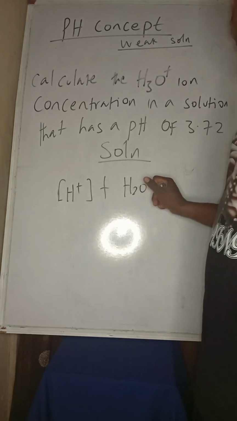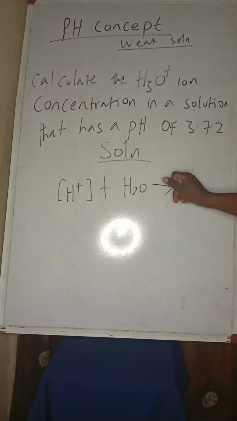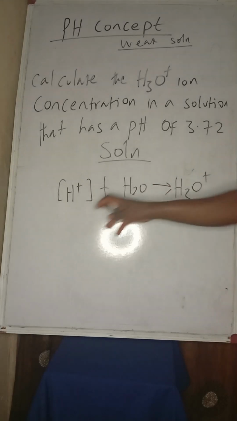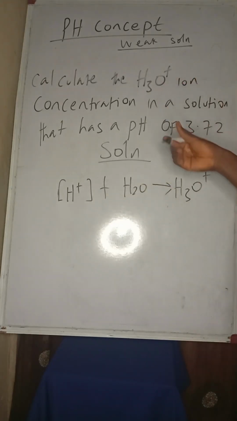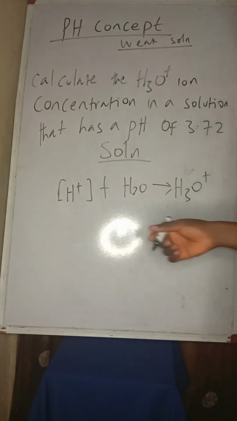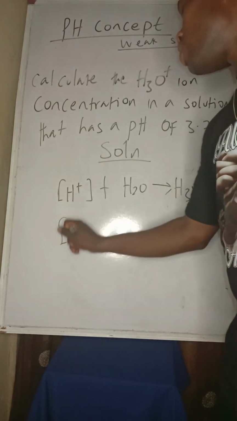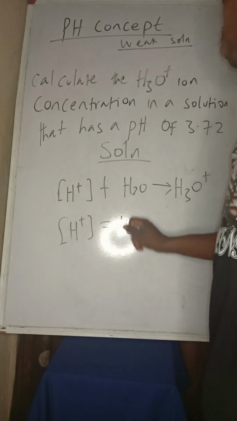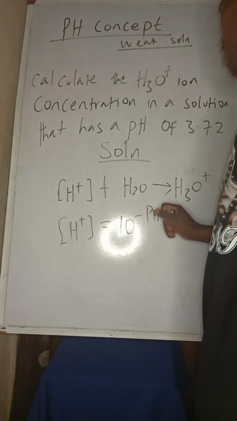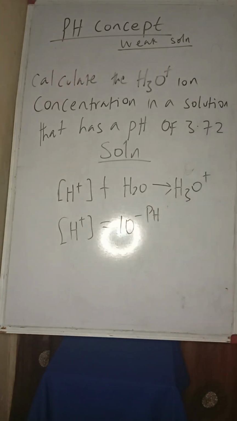This type of reaction mainly occurs for every acidic solution. The hydrogen ion released usually takes a water molecule and produces the hydronium ion. So the hydronium ion and hydrogen ion are directly proportional. If they say calculate the hydronium ion concentration, it's more like saying calculate the hydrogen ion concentration, which gets me back to: hydrogen ion concentration is equal to 10 raised to the power minus pH. The question does not indicate whether the acid is weak or strong, so I just need the hydrogen ion concentration.